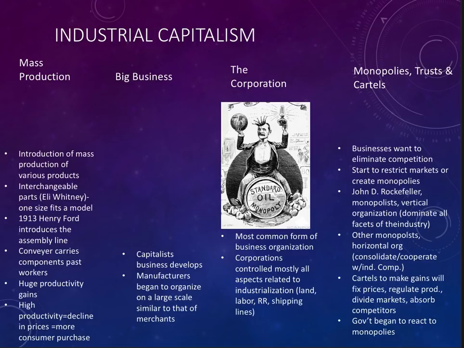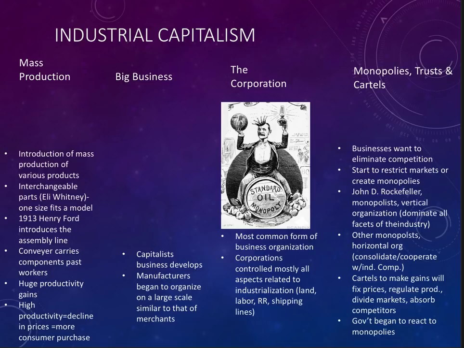In terms of big business, you see capitalist businesses develop where you're the entrepreneur, you're making your own money because of the factory that you started. So manufacturers will begin to organize on a large scale, similar to that of merchants that we saw in the early 1700s, 1600s, 1500s. In addition, we also see the development of corporations, monopolies, trusts, and cartels.